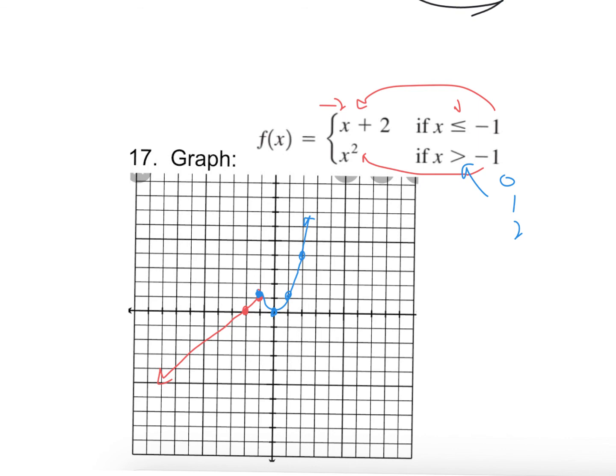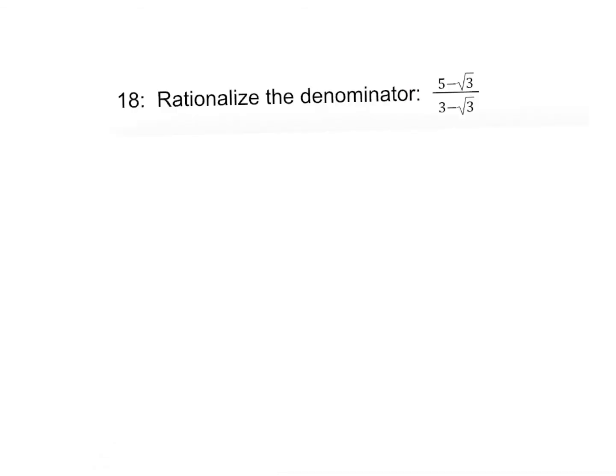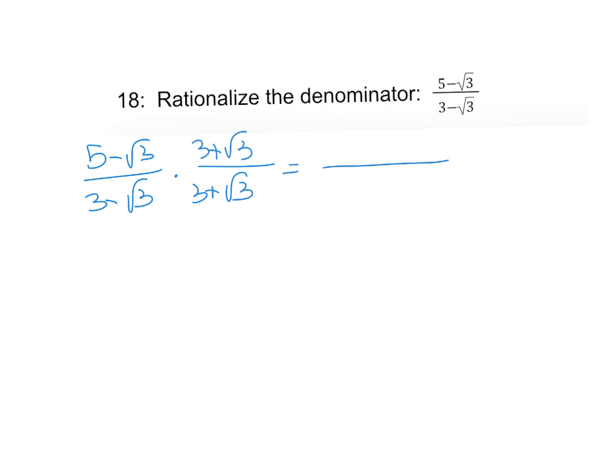One more slide here, and it's got one whole problem on it. It says rationalize the denominator. That's pretty terrible. 5 minus the square root of 3 over 3 minus the square root of 3. You have to multiply by the conjugate. The conjugate of 3 minus the square root of 3 is 3 plus the square root of 3. So my denominator, those are conjugates, so I'm just doing FOIL.